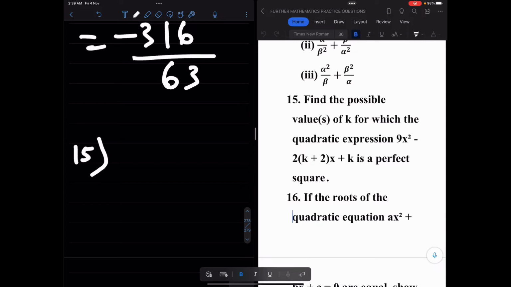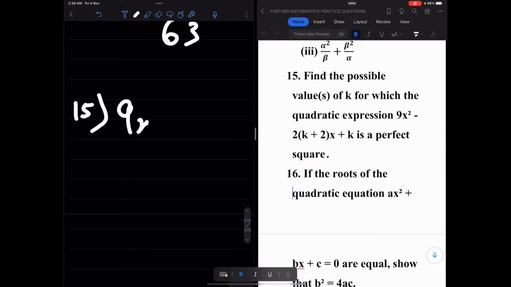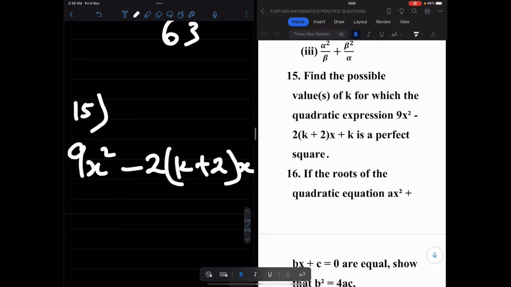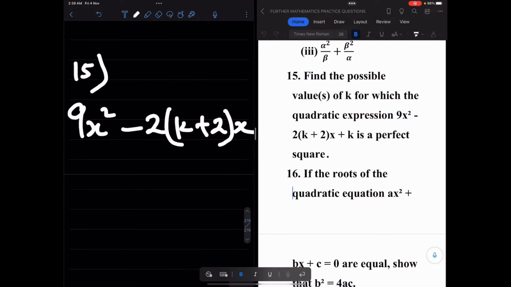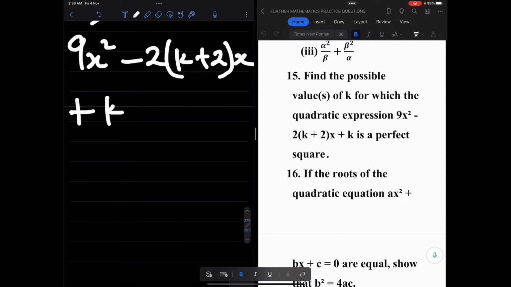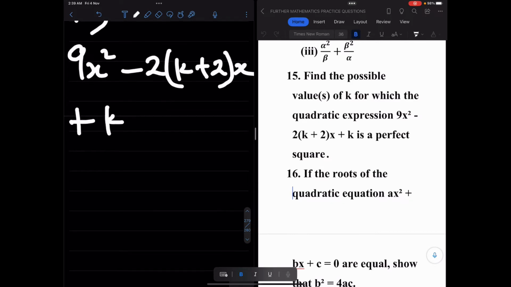Number 15, find the possible values of k for which the quadratic expression 9x squared minus 2 into bracket k plus 2 times x plus k is a perfect square. Let me write that under it. 9x squared plus minus 2 into bracket k plus 2 times x plus k is a perfect square.